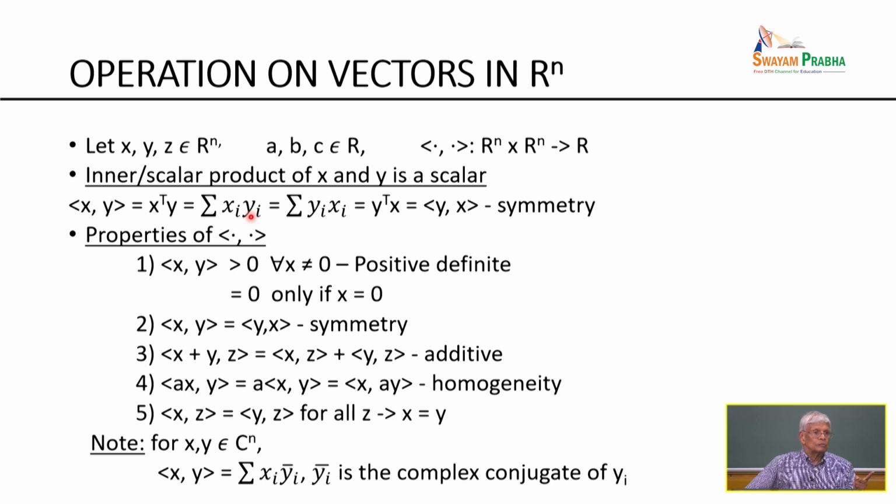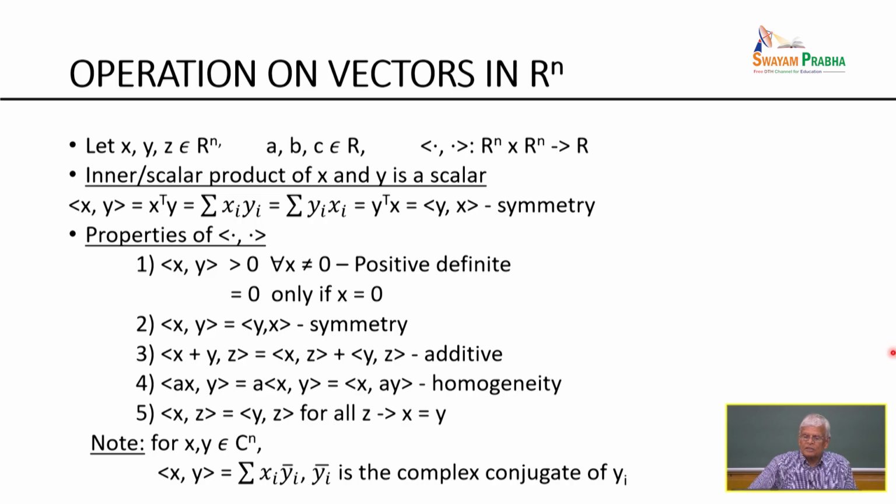We know ab equals ba for scalars. So xi yi is also equal to yi xi. So I could have written it as y transpose x, or as (y, x). Therefore, the inner product of x and y is the same as the inner product of y and x. The inner product of two vectors is a scalar. You give me two vectors, I am going to give you a scalar output. The scalar output is the inner product of the two vectors. And it is symmetric: the inner product of (x, y) is the same as the inner product of (y, x).